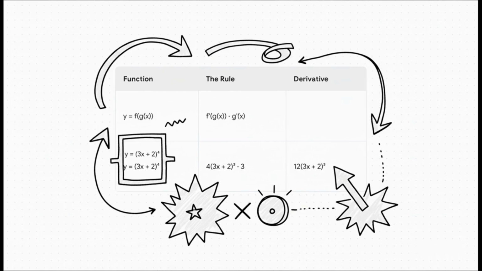So for our example here, the derivative of the outside part is 4 times (3x plus 2) cubed. Then, the derivative of the inside part, 3x plus 2, is just 3. Multiply them together, and you get 12 times (3x plus 2) cubed.